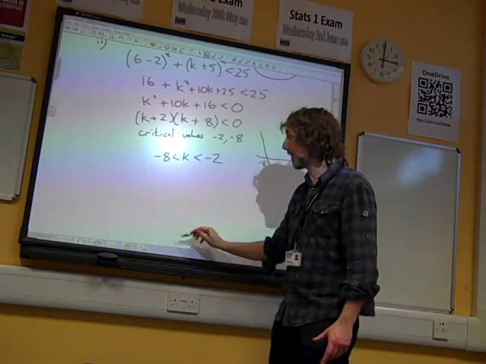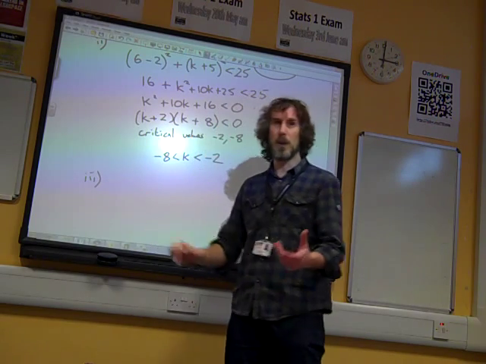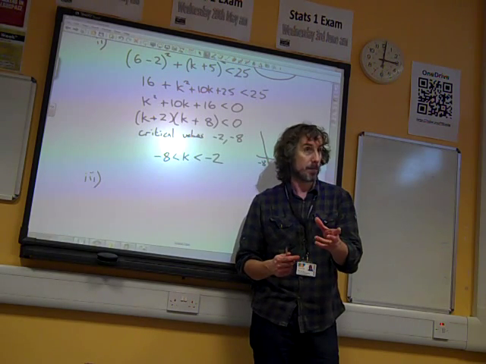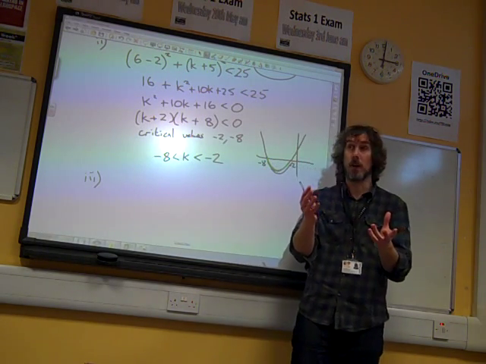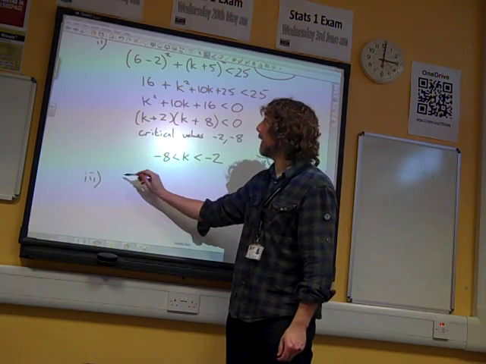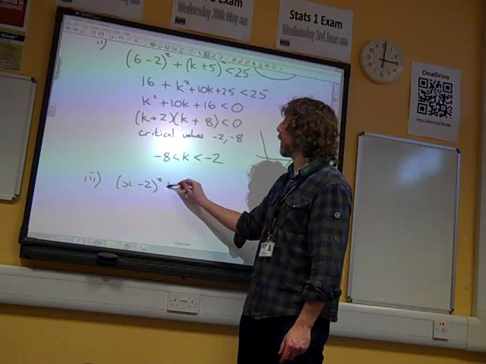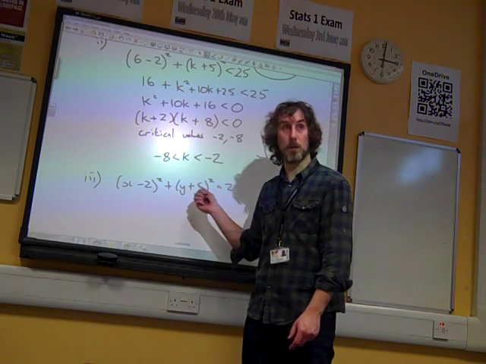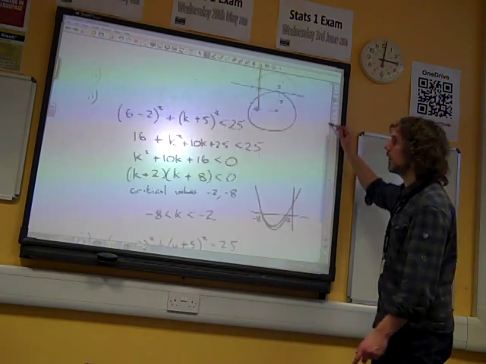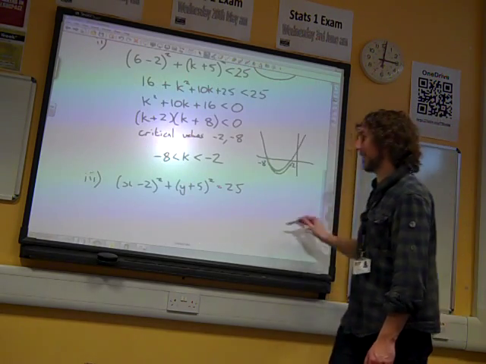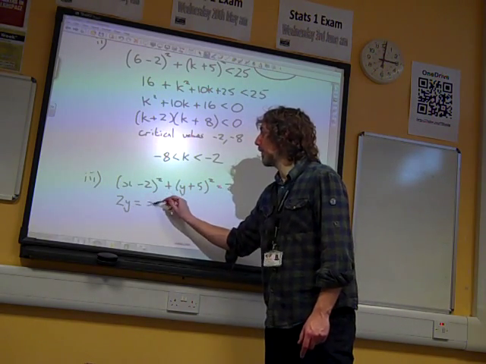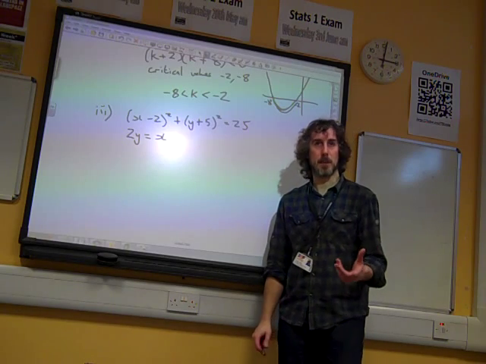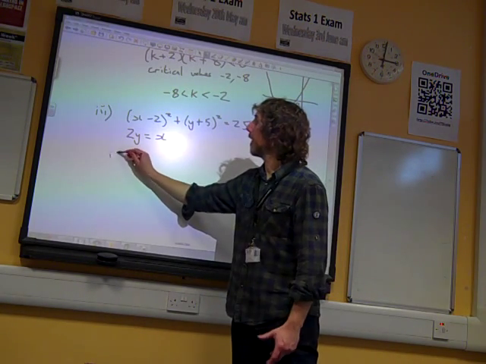This is now simultaneous equations, isn't it? And what we do is we act as if the line and the circle do meet, and we need to show that we've got no answers if we act like that. So the circle is (x minus 2) squared plus (y plus 5) squared equals 25. That's the circle. And the line is 2y equals x. So our method for this is to behave as if we expect them to intersect.